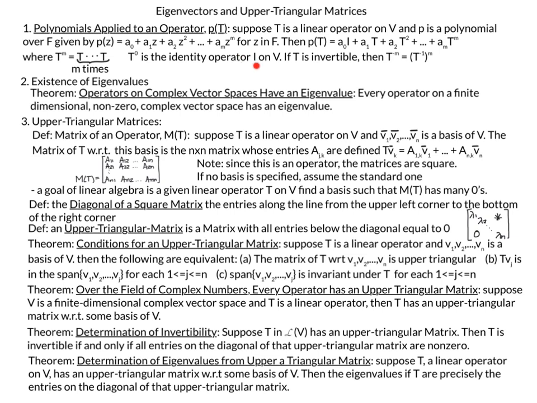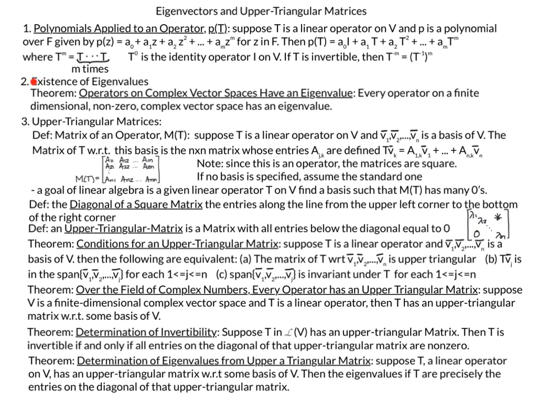T0 is the identity operator I, that's this I here, on V, and if T is invertible, then T to the minus M is equal to T to the minus 1, that's its inverse, M times.